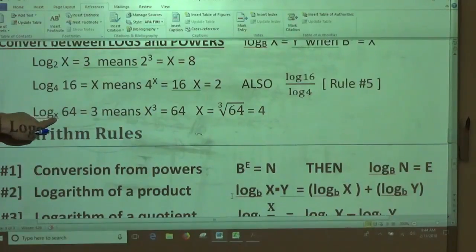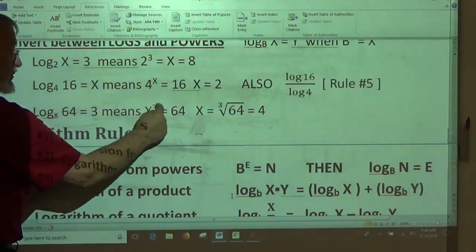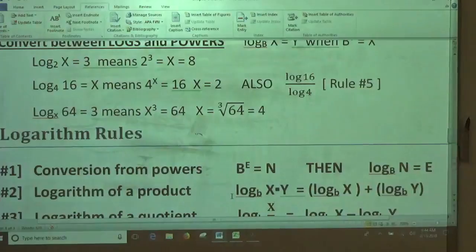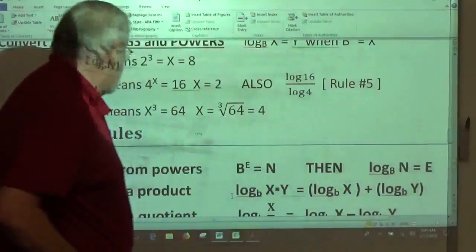Now this says log base x of 64 equals 3. That means x to the 3rd power equals 64, so I take the cube root of both sides. So these are the 3 different ways that they could represent the variable, and you have to be able to transform it back into something that's useful. Okay, so if you think about that, that will help you understand.